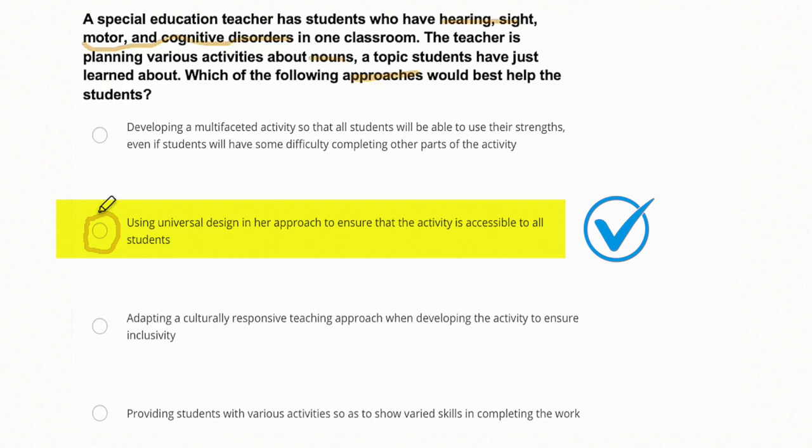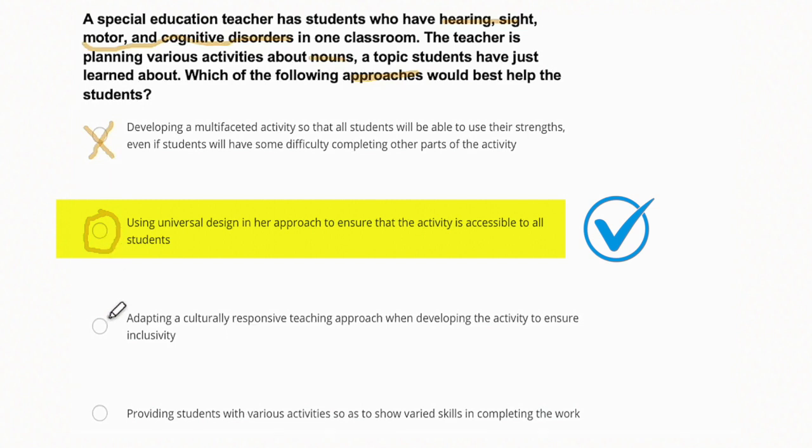Well, universal design means that the curriculum, when it was planned, was intentionally focused on accessibility. And that accessibility means that any student in that room has greater access to that curriculum. It might still be challenging, it should still be challenging, but their ability to access it is what universal design is all about. A multifaceted activity tailored to student strengths is important, but it doesn't quite reach, when we talk about universal design, the requirements of it.